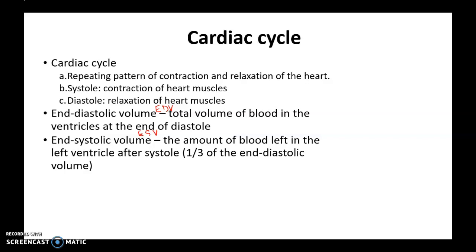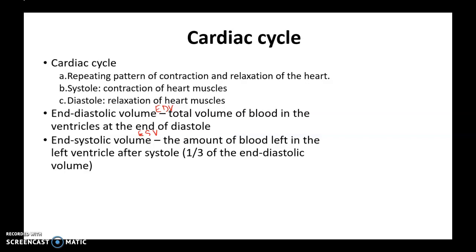I repeat, the total volume of blood in the ventricles at the end of diastole, and right before the beginning of systole, is called end diastolic volume. And end systolic volume is the amount of blood left in the ventricle, specifically the left ventricle, after systole. So the ventricles have undergone systole, right? So it has contracted, it has pumped out blood. So obviously now there is very little blood left in the left ventricle.